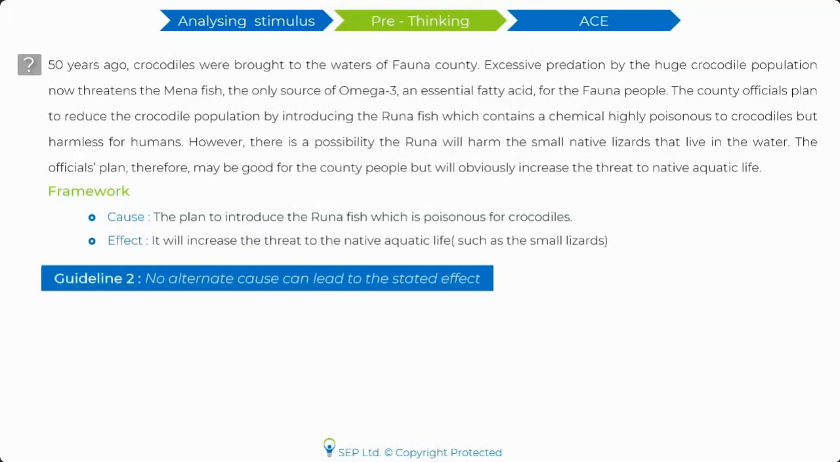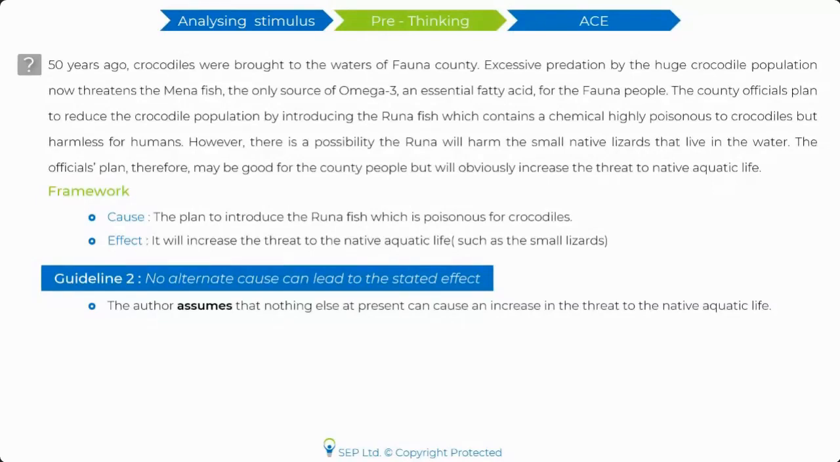No alternate cause can lead to the stated effect. Correct? This is our guideline two, which means we are saying that nothing else at present can cause an increase in the threat to the native aquatic life. All of you, can you see this? Can you understand this reasoning? Look at the way we are applying guideline two. No alternate cause can lead to the stated effect means no other, nothing else, no other threat at present can cause an increase in the threat to the native aquatic life.